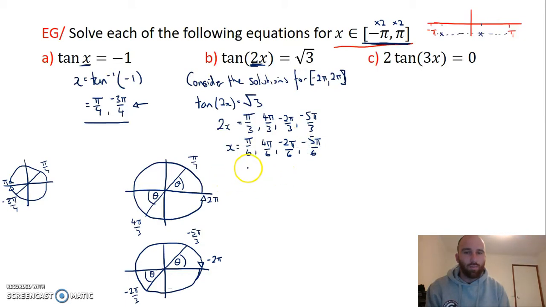Okay, what we can do, as you notice, we can simplify. Pi on 6, 4 pi on 6 is actually 2 pi on 3. Negative 2 pi on 6 is actually negative pi on 3, and negative 5 pi on 6. And what you notice is all those four values that we've generated are within our original domain of negative pi to pi. Okay, and that's what we want.